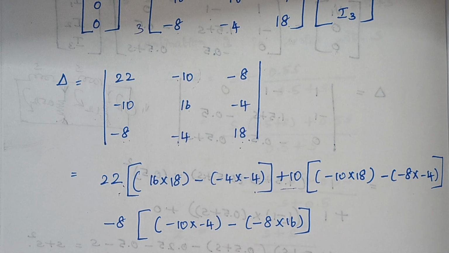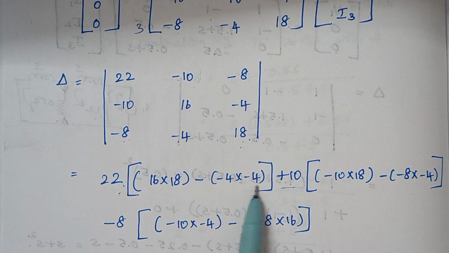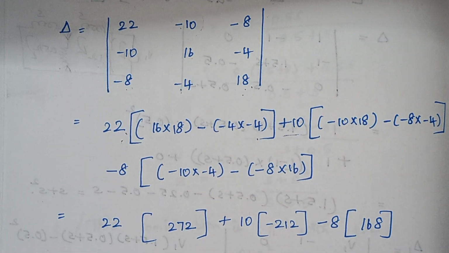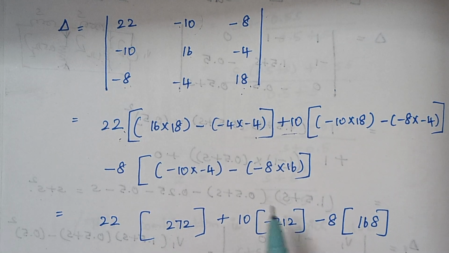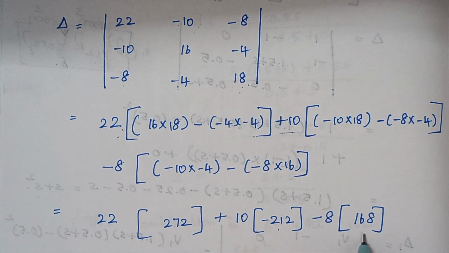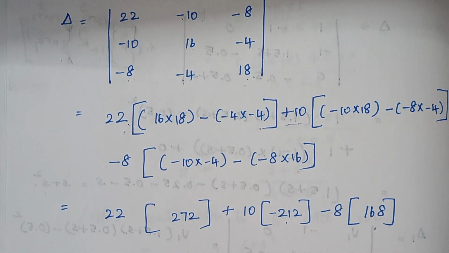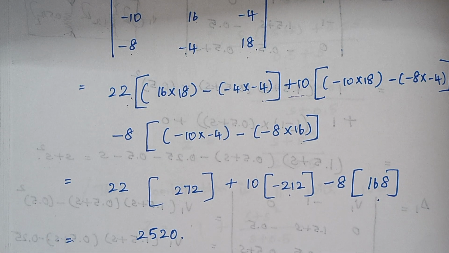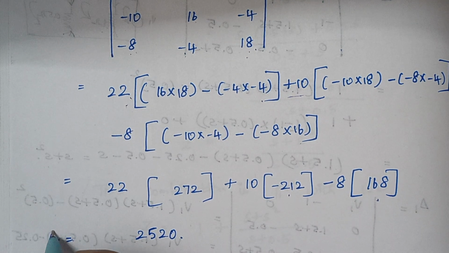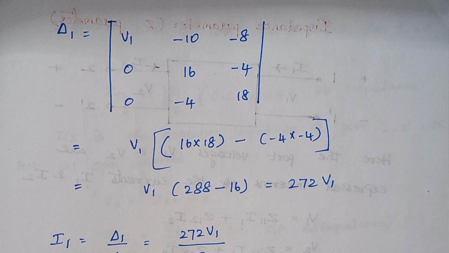So as usual you have to multiply. So here you see, when you find the value of this thing, I am getting the answer as 272. And similarly for this term, it is minus 212, and when you solve this term, we are getting 168. So here when you multiply and simplify, we are ending up with the answer 2520. This is your value of determinant del. So del is 2520.